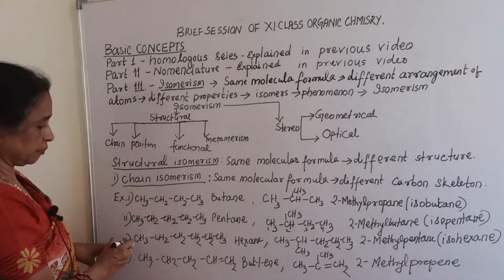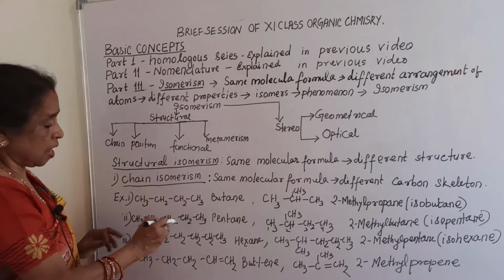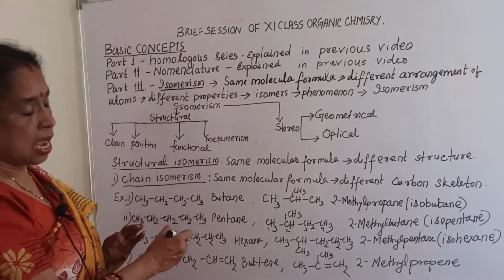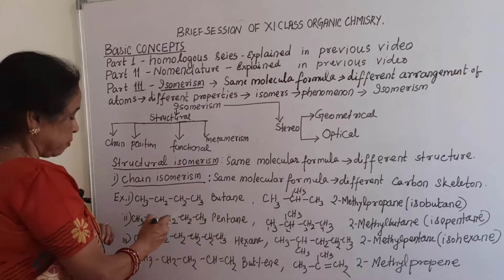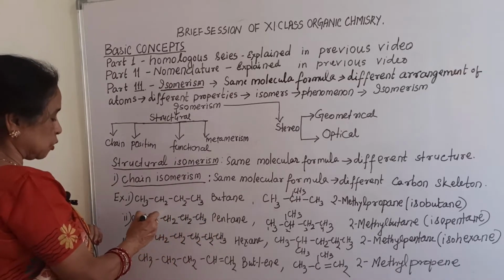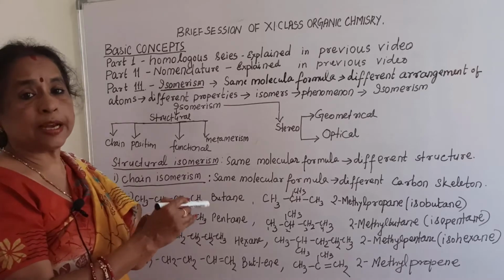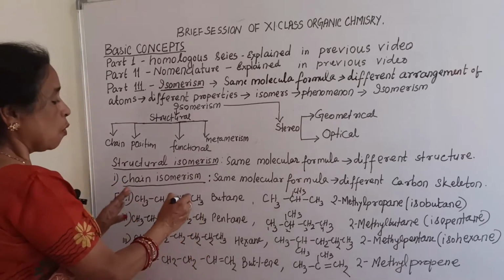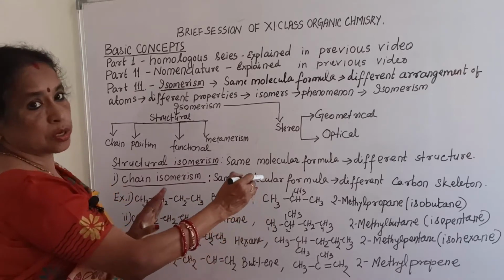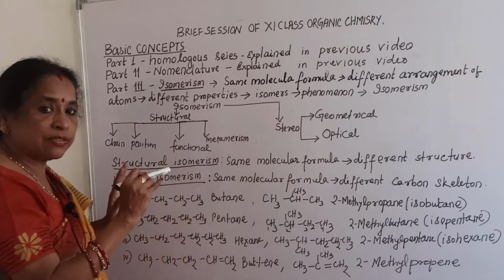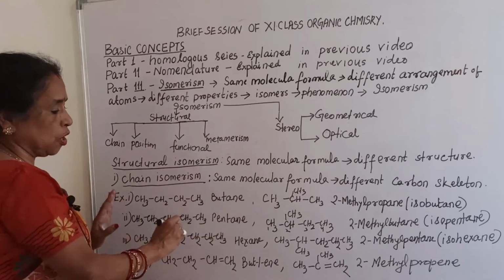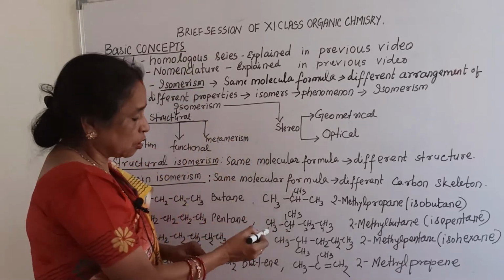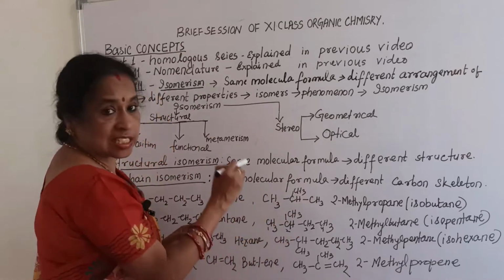Then we come to pentane. How many carbon atoms? 5 carbon atoms, and it is pentane because CH3, CH2, CH2, CH2, CH3, that is pentane, C5H12. What happened here? Same molecular formula, but what is the difference between these two? Here in the second position there is a CH3 group.